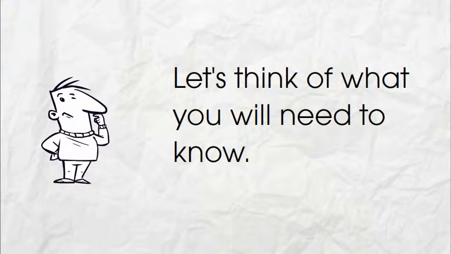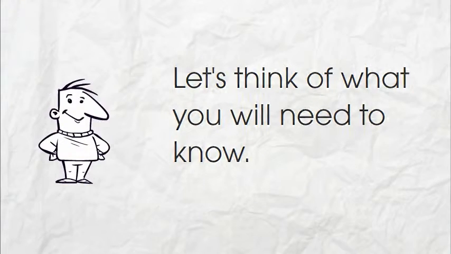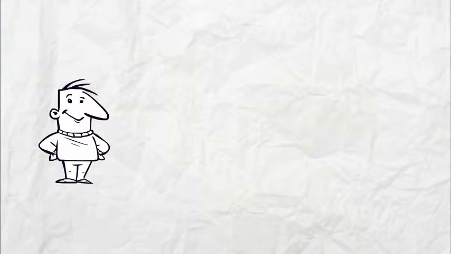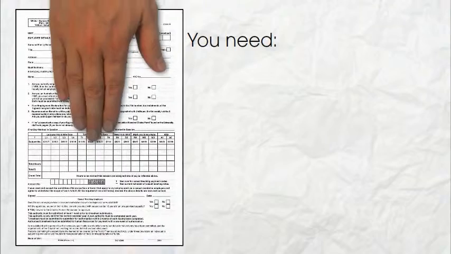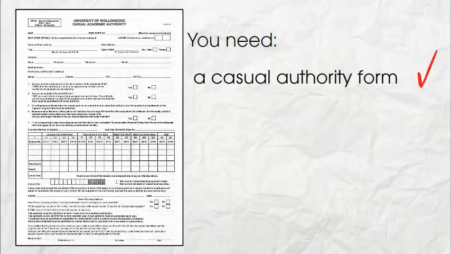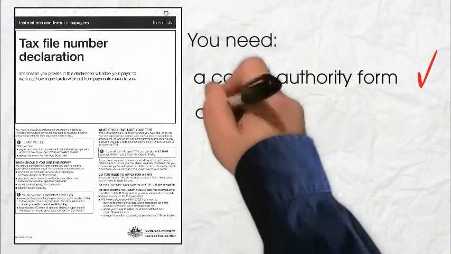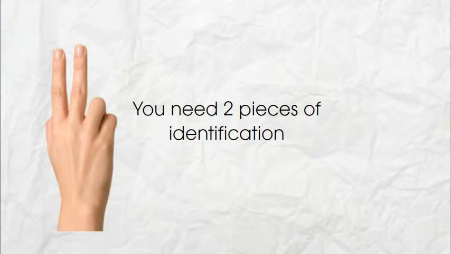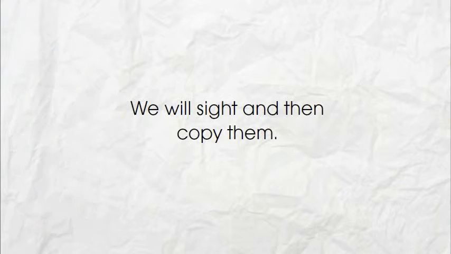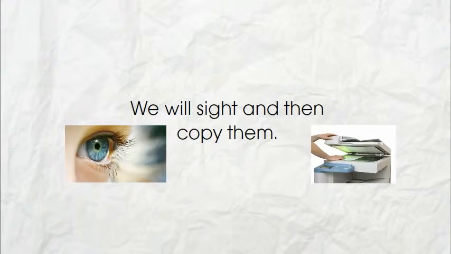There's a lot to learn as you start your new position, but I think I should talk to you about the steps you need to take to get paid. To get paid, you will need to fill in and submit a casual authority form and a tax declaration form. You will also need to show us 2 pieces of identification, which we will cite and then copy. These pieces of identification can be a birth certificate, a driver's license, or a passport.